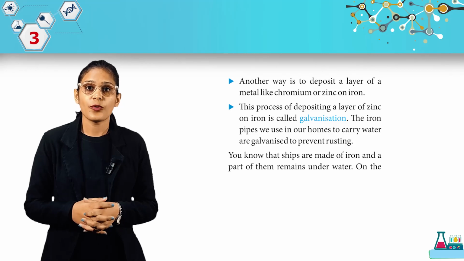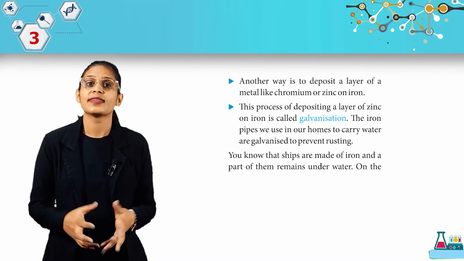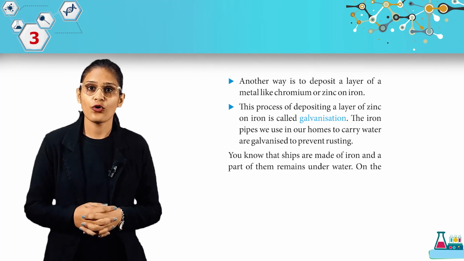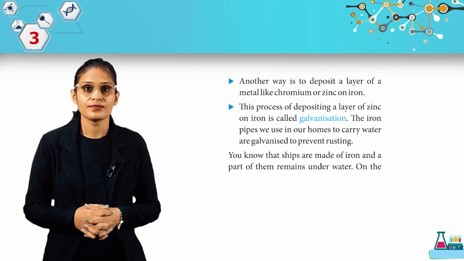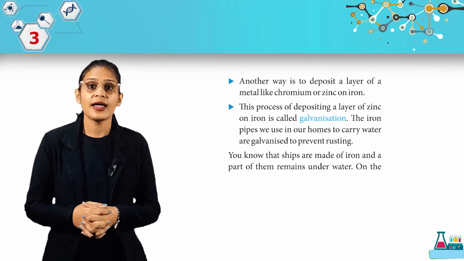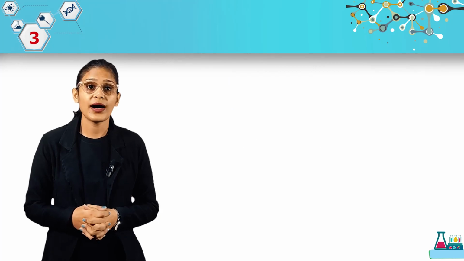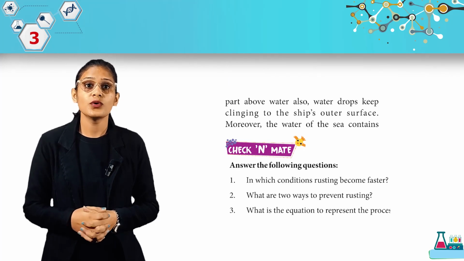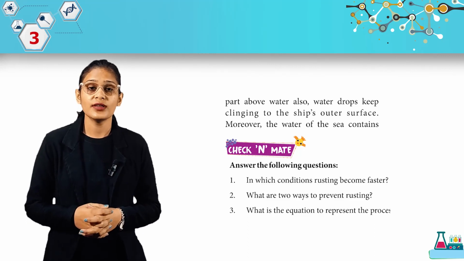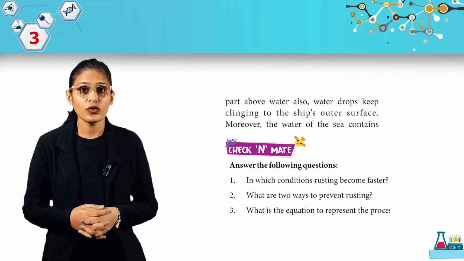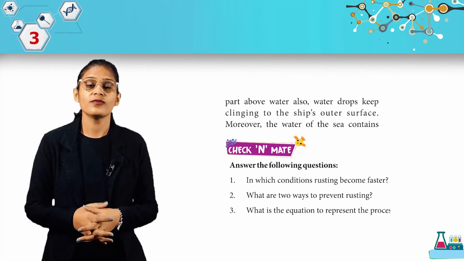This process of depositing a layer of zinc on iron is called galvanization. The iron pipes we use in our homes to carry water are galvanized to prevent rusting. You know that ships are made of iron and a part of them remains under the water. On the part above water also, water drops keep plunging to the ship's outer surface. Moreover, the water of the sea contains many salts. The salt water makes the process of rust formation faster.